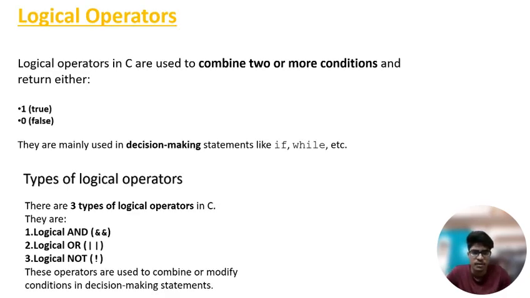Next one is logical operator. Logical operators in C are used to combine two or more conditions and return either true or false, as usual 1 or 0. They are mainly used in decision-making statements like if, while, etc. Types of logical operators: there are 3 types of logical operators in C. They are logical AND, logical OR, logical NOT. These operators are used to combine or modify conditions in decision-making statements.